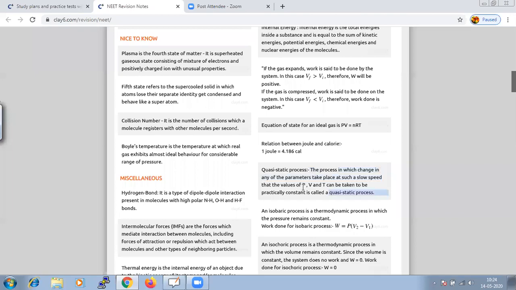As we discussed, isobaric is a process in which your pressure is going to remain constant. That is also important to note, but the formula is also very, very important. So work done for isobaric process: we all know that pressure is going to remain constant, hence we will have only change in the volume.